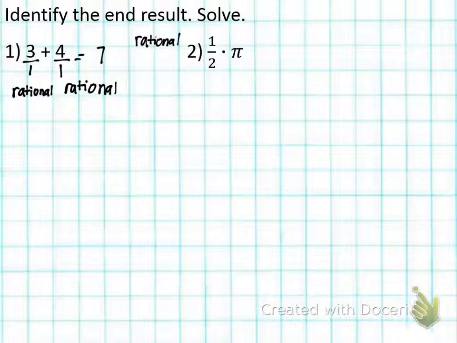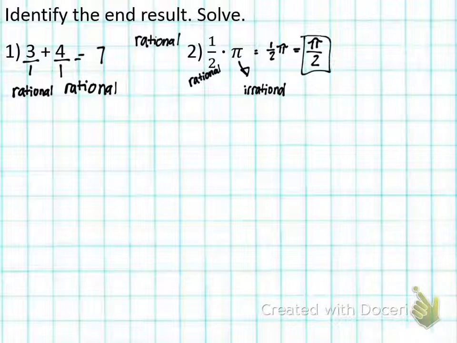Okay, number 2, 1/2 times pi. 1/2 is rational. But is pi rational or irrational? Irrational. If I were to write out pi, you can never write it as a fraction. So I look at my rules, and I notice that the product of a rational number and an irrational number is irrational. So my answer is going to be irrational. 1/2 times pi is just 1/2 pi, or you could write it as pi over 2. And the answer is irrational, okay?